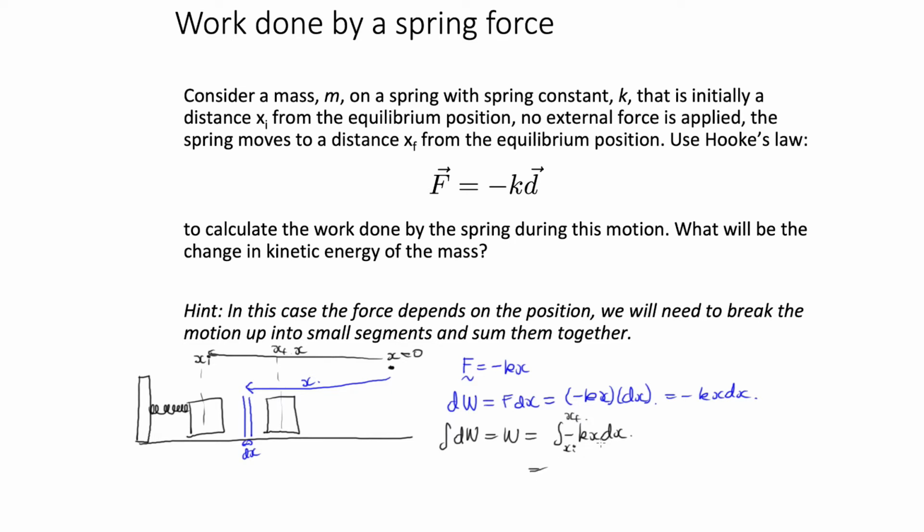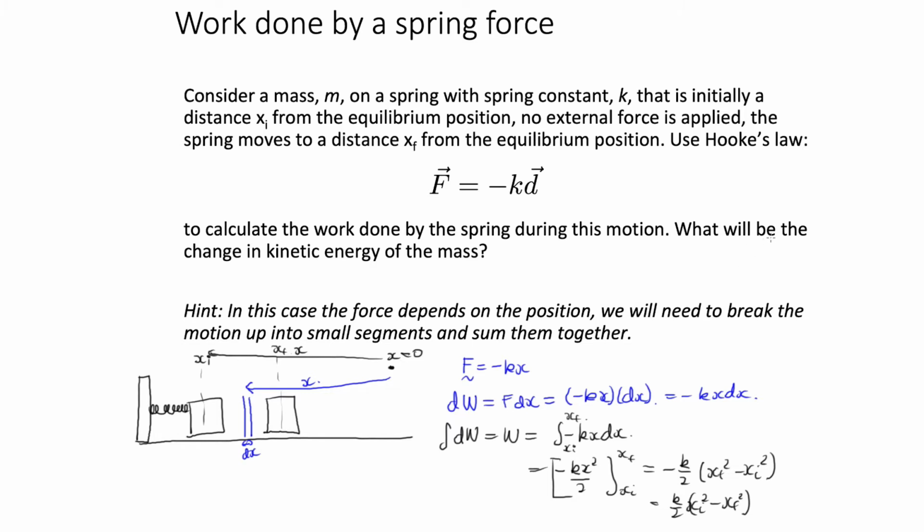So integrating minus kx dx, we get minus kx squared on 2, and this is evaluated at x initial and x final, which is equal to minus k over 2 times (x final squared minus x initial squared). And so that is equal to k over 2 times (x initial squared minus x final squared).